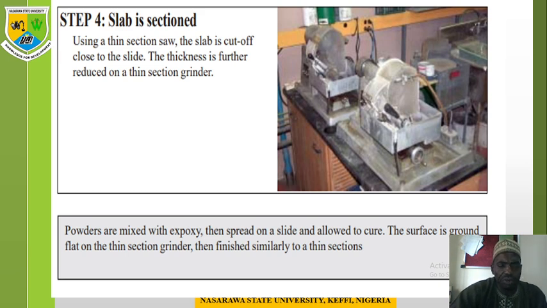Here we are saying the powders are mixed with epoxy, then sprayed on a slide and allowed to cure. The surface is ground flat on the thin section grinder, then finished similarly to a thin section.